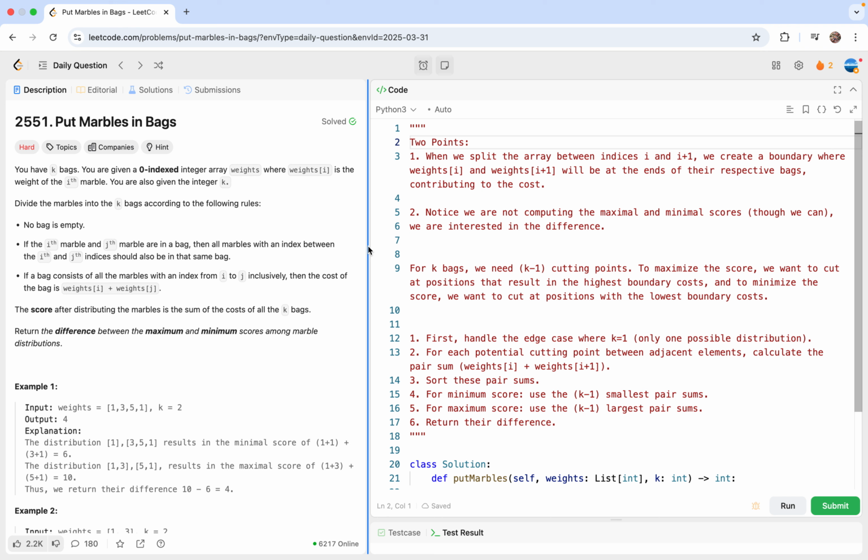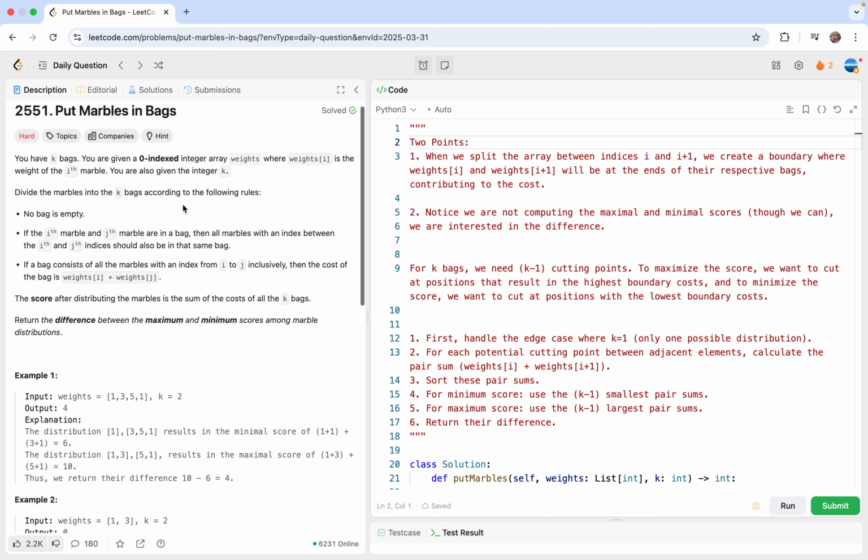Here we are going to look at today's daily challenge problem, put marbles in bags. This problem is marked hard by LeetCode. Indeed, it's not very straightforward, but if you realize or digest the key points, then the problem will be rather straightforward. So here we are given k bags, and also we are given a list of weights, right?